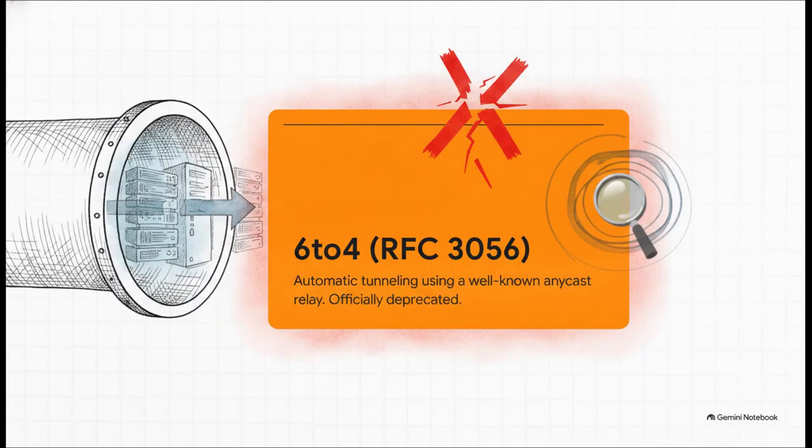Then we have 6to4. This is an automatic tunneling method that uses a well-known anycast relay. I'm really only bringing this up so you know the lingo when you're digging through older documentation, but please hear me on this. It is officially deprecated. Just avoid using it in any modern deployments.